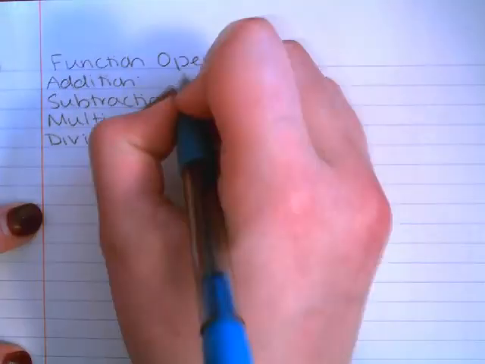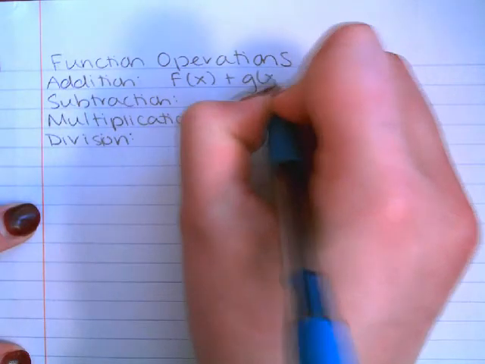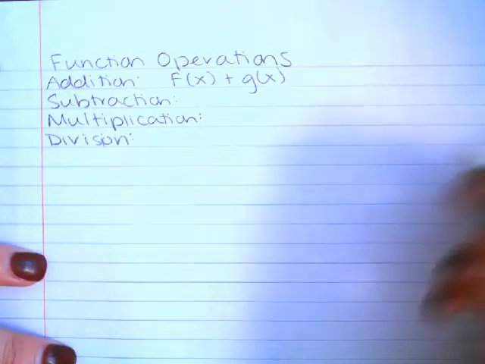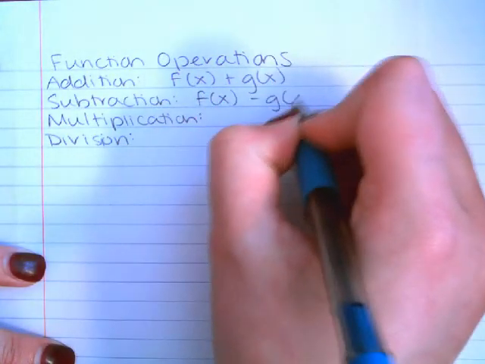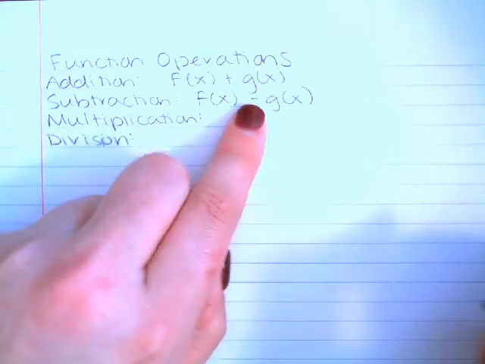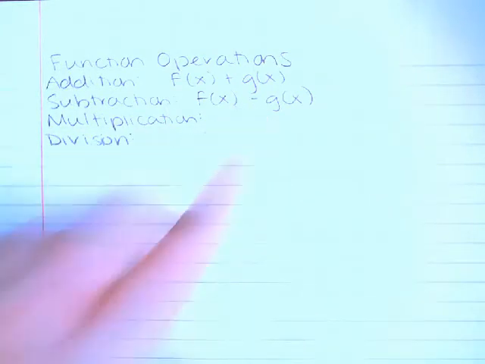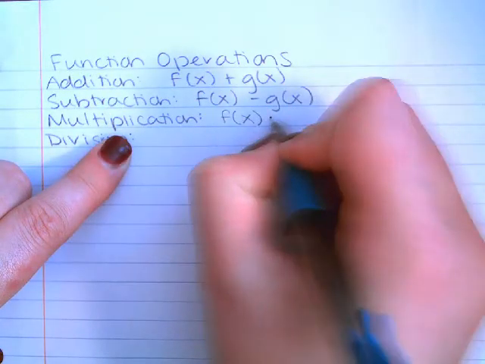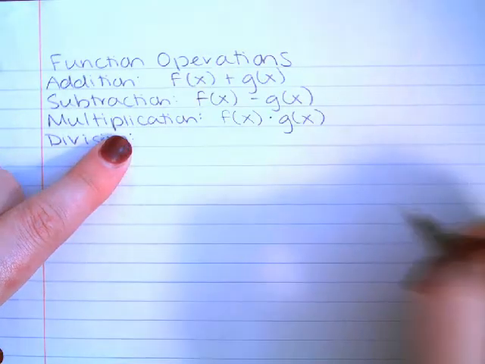So here, addition is going to be f of x plus g of x. You're just going to take the two functions, combine like terms, add them together. Subtraction is f of x minus g of x. You're just going to make sure that the negative is being distributed to the second function. For multiplication, f of x multiplied by g of x. This is going to involve FOILing.